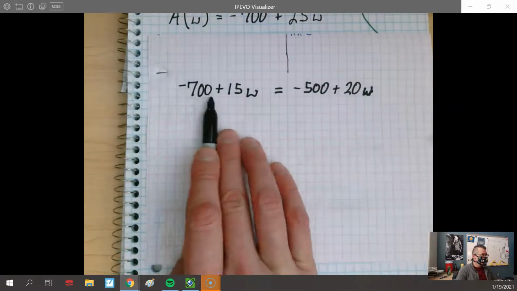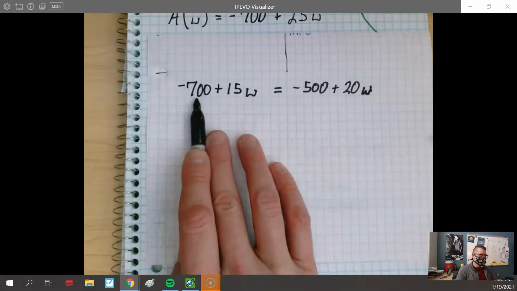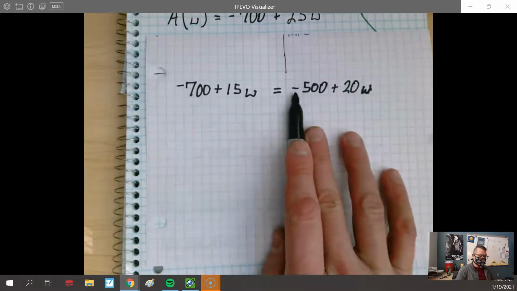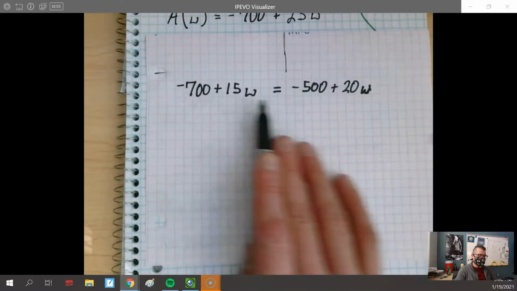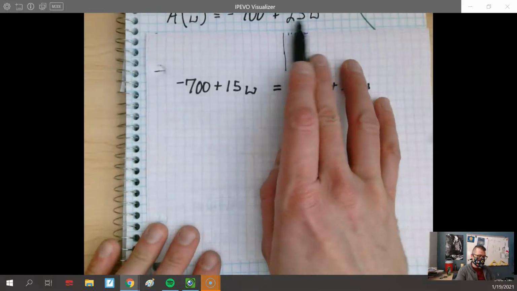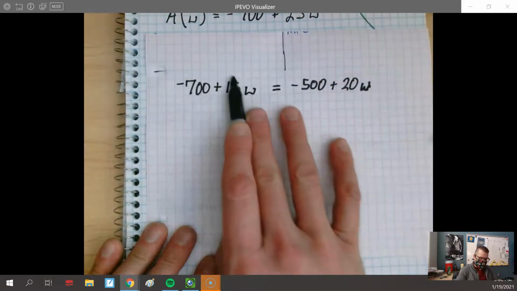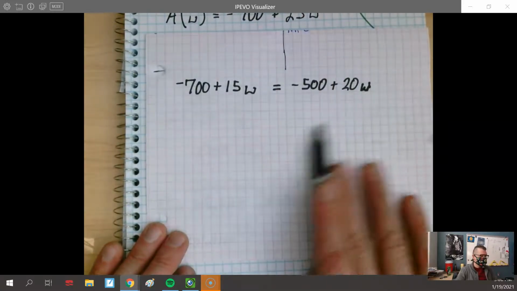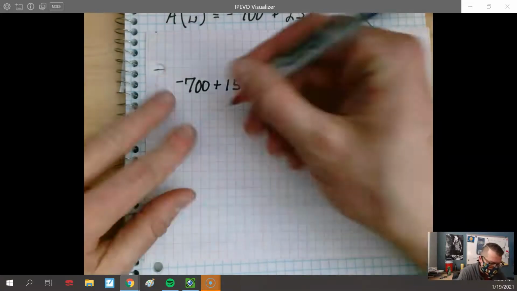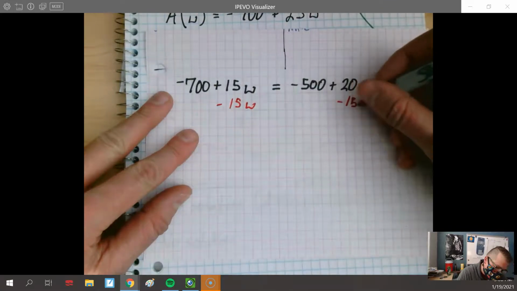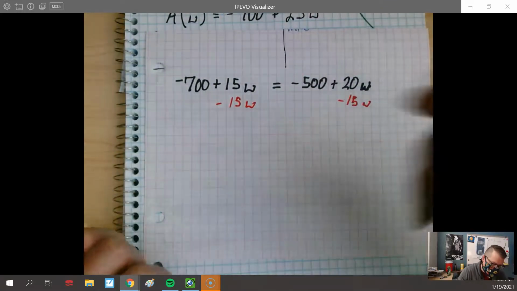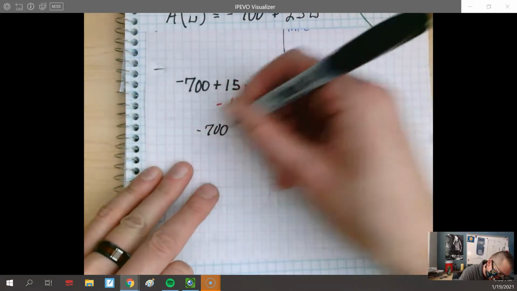If AJ starts up $700 in debt, and Kelly starts up only $500 in debt, and AJ sells for 15 and Kelly sells for 20, like if we change this 25 down to 15, you can't solve this. Try it. If we take 15 away from both sides, or 15W, sorry, I should be particular. W would be a negative, wouldn't it?